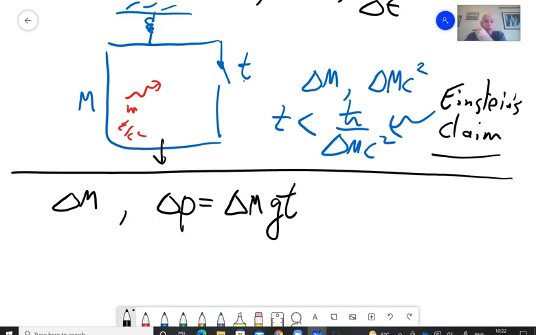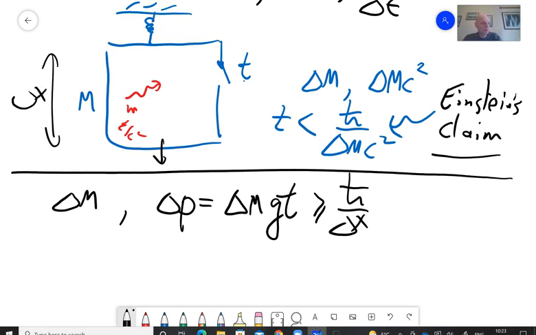Right. This uncertainty in the momentum, due to the uncertainty in the mass times the velocity during the slight motion of this box, is delta P. And delta P, according to the Heisenberg uncertainty principle, is at least h bar over delta x, where delta x is the vertical motion in the time delta t.